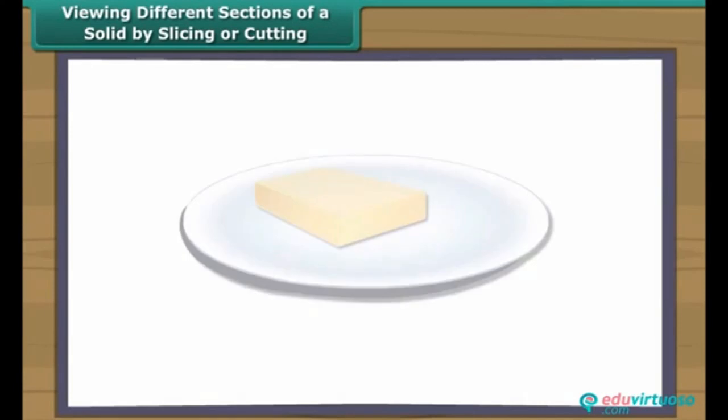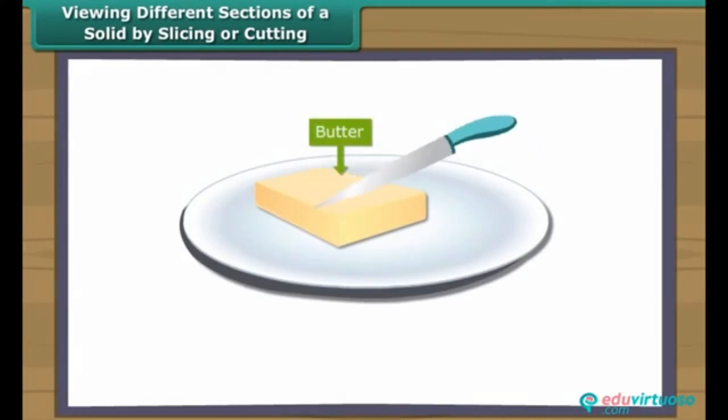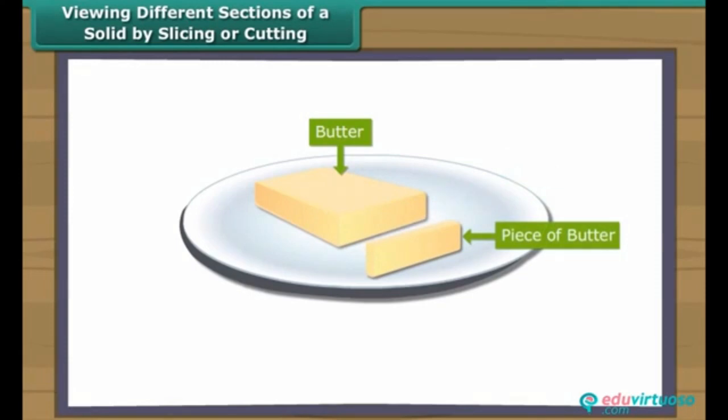Viewing different sections of a solid by slicing or cutting. Now we are going to play a slicing game. We have a piece of butter which is cuboid in shape. Here we slice the piece of butter. Each face of the piece is nearly rectangle in shape, and this face is called a cross-section of the butter piece. So, students, do you like the game? We have much more to go.